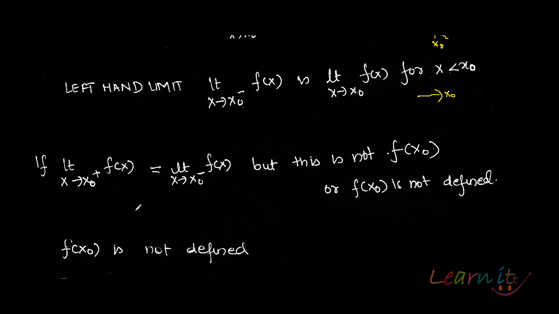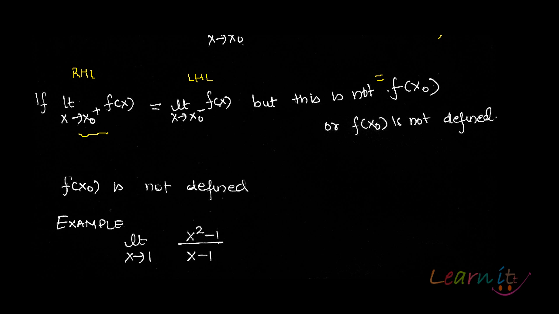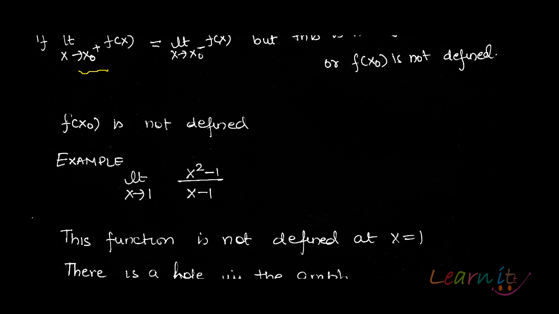So, if the limit as x tends to x naught plus of f(x), or the right hand limit, equals the left hand limit, but it is not equal to f(x naught), the functional value at x naught, or maybe it might so happen that the function is not defined at that point, then what happens? Then the function is called discontinuous. But we can deal with this kind of discontinuity. How? Say f(x naught) is not defined, then what happens?